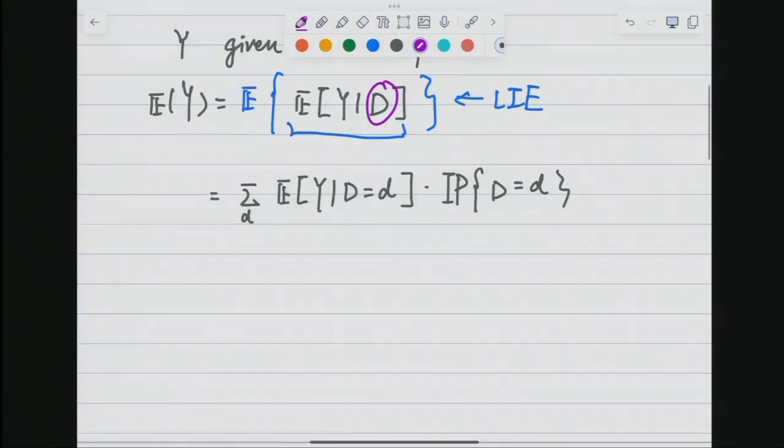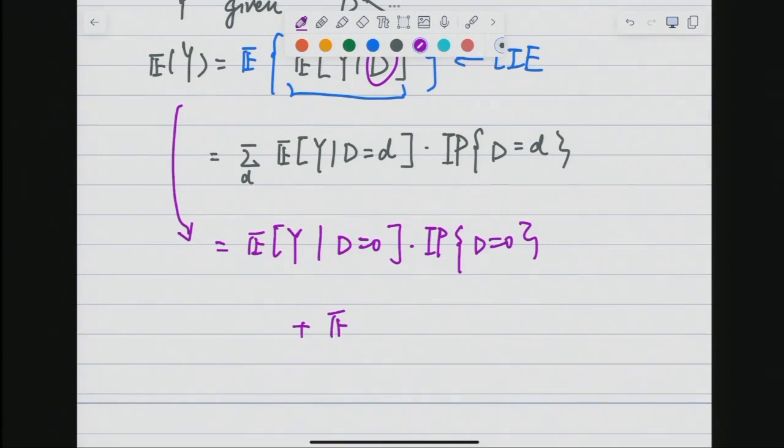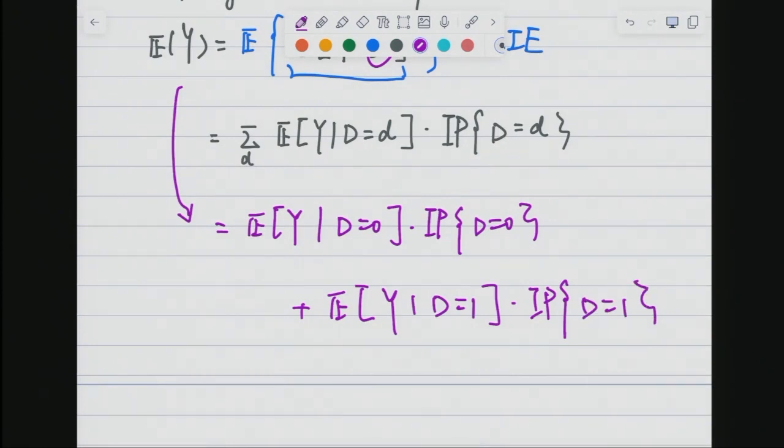So the overall expectation is then the expectation given that d is 0 multiplied by the probability of d being 0, plus the expected value of y given that d is 1 multiplied by the probability of d being 1. So this is something you should keep in mind.